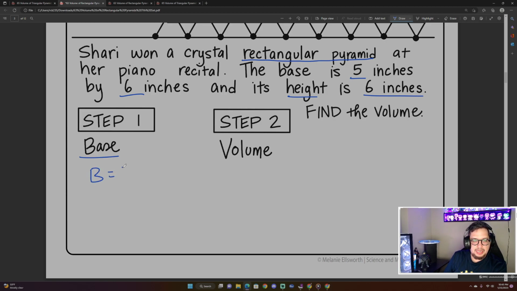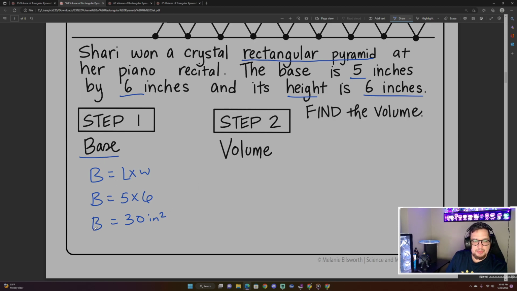We're going to do length times width, because it's a rectangle. So in this case, the length and width are 5 by 6. We're going to multiply 5 times 6, and 5 times 6 is 30. Now this is in inches, 5 inches and 6 inches, so it's inches squared, because it was inches here and inches here. That's 2 of them, squared.